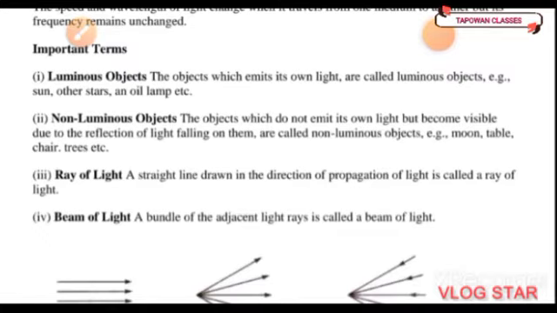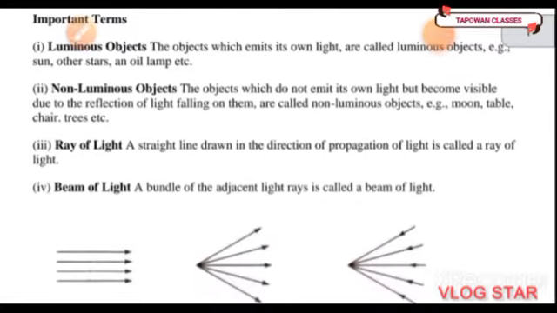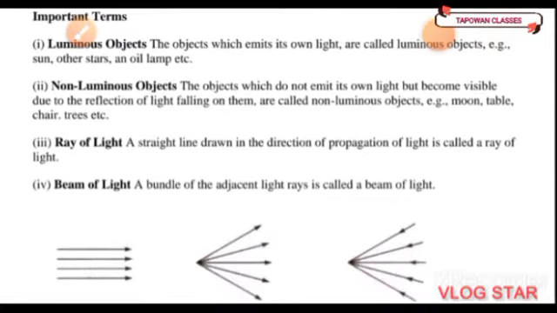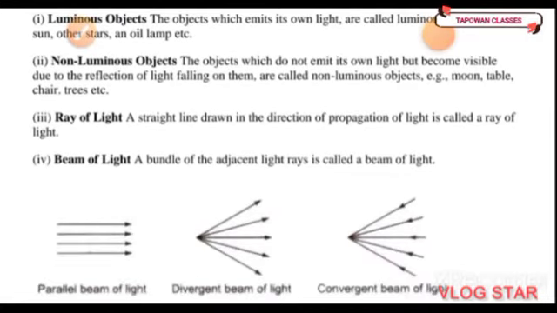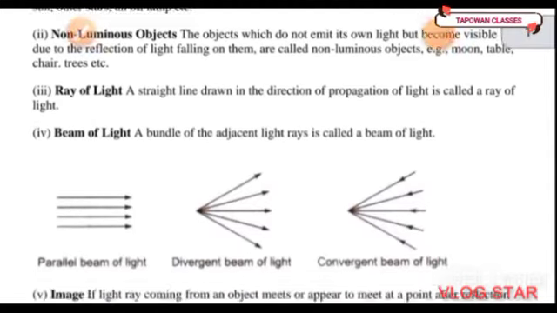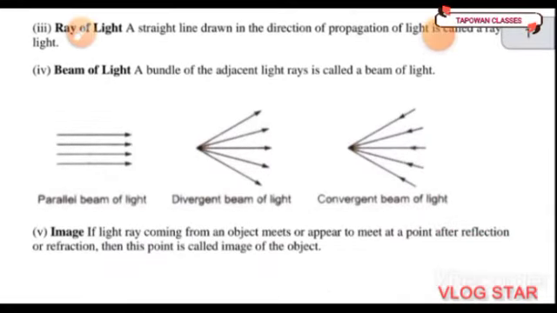Now we come to the term ray of light. It is a line drawn in the direction of propagation, and that is called a ray of light. A bunch of rays of light is known as a beam of light. There are three diagrams here: parallel beam of light, divergent beam of light, and convergent beam of light.